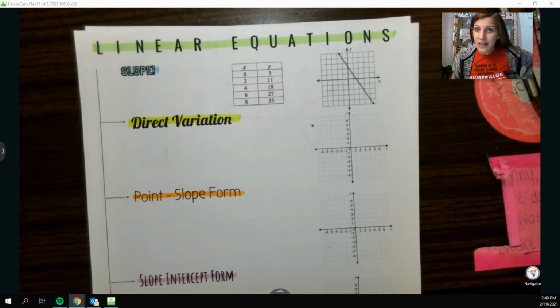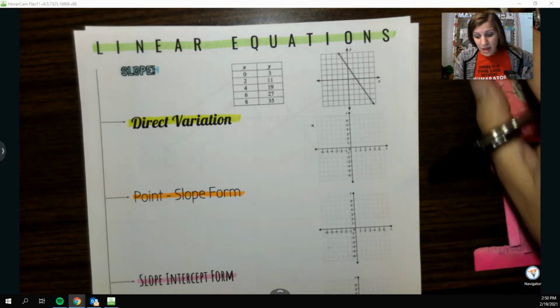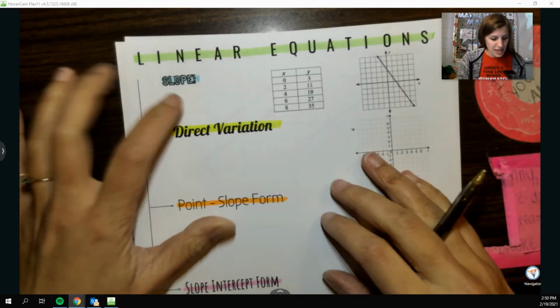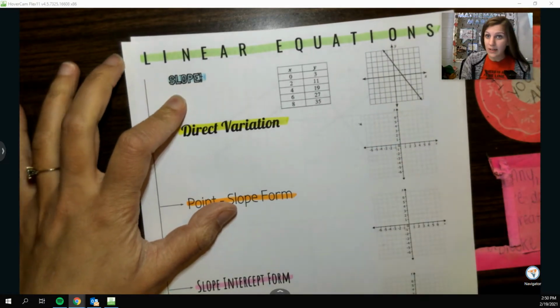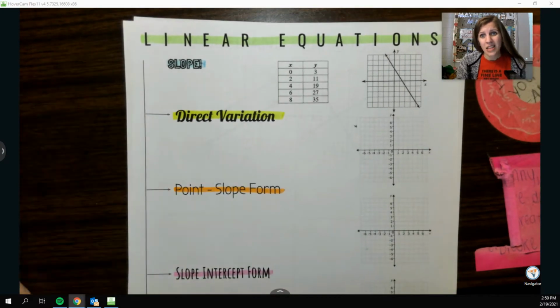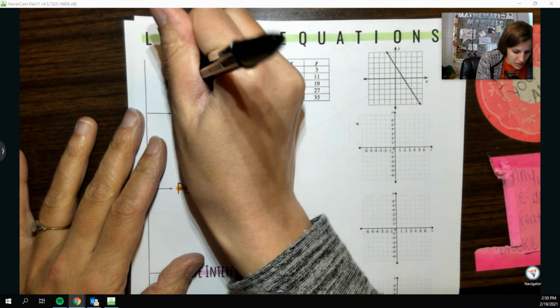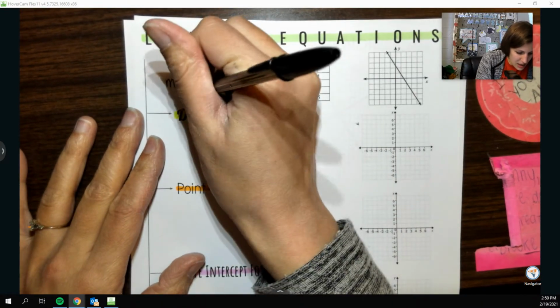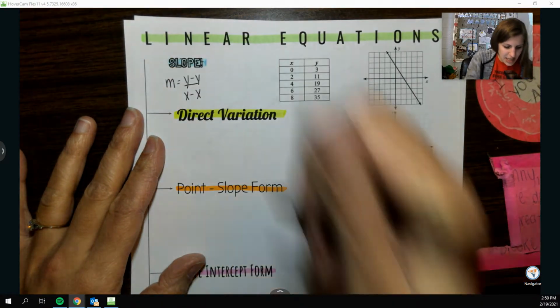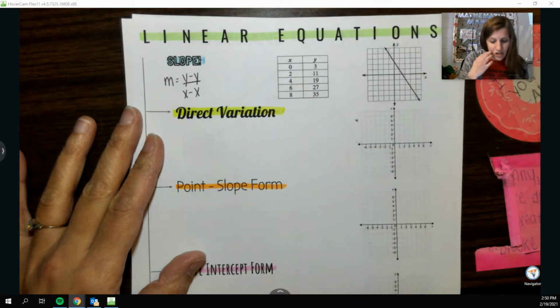So the very first thing that we talked about, kind of the most important thing about a linear equation, is slope. We can find slope a couple of different ways. The most useful way, I think, is the slope formula, which is just y minus y over x minus x. And I'll come back and do a little example like that in just a second.